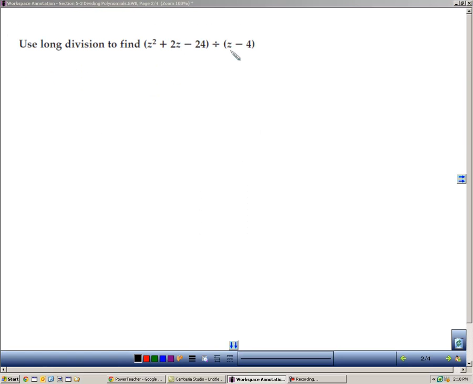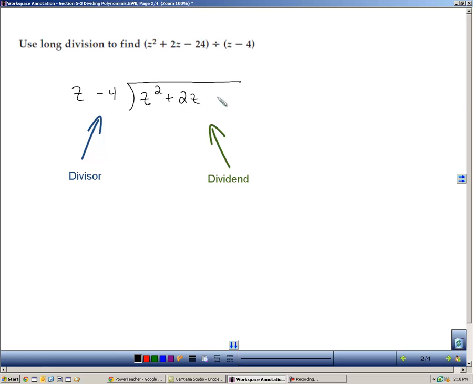Here we're going to divide by something other than a monomial, in this case a binomial. When we do that, we're going to use long division just like we used in grade school. So we'll divide z squared plus 2z minus 24 by z minus 4.